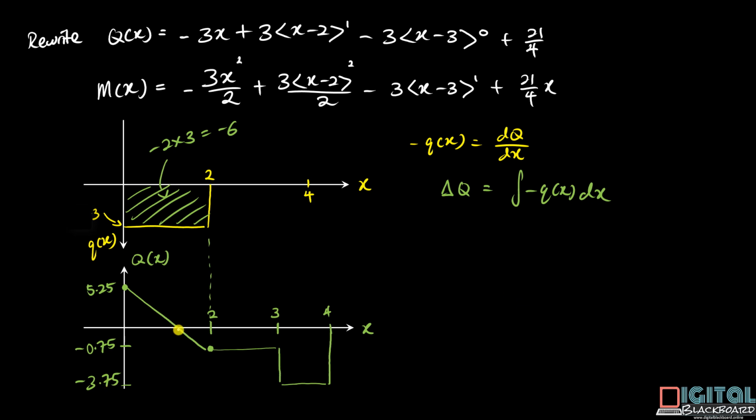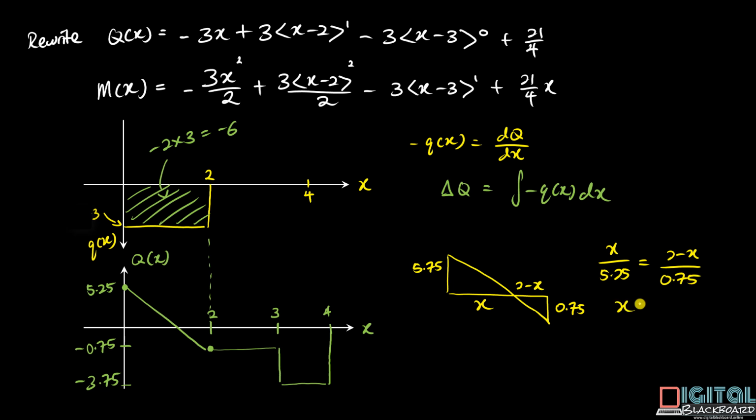To find out the intersection with the x-axis at this point here, where the shear force is 0, we simply draw the triangles. This, we call this x, this will be 2 minus x, this is 0.75, this is 5.25. Using similar triangles, this is x over 5.25 equals 2 minus x over 0.75. And this will give you x equal to 1.75. So exactly at x equal to 1.75, the shear force is 0, and this fact will come in very useful when we sketch our moment function.